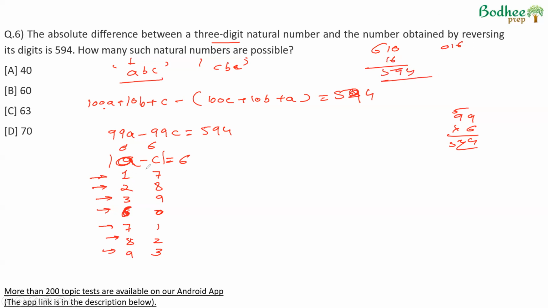So there are 7 cases, and for each of these 7 cases, we could take any one of the 10 values from 0 to 9. So 7 cases for A and C, and for each case, B has 10 values. So the overall number of possibilities is 7 into 10. So 70 numbers are possible.